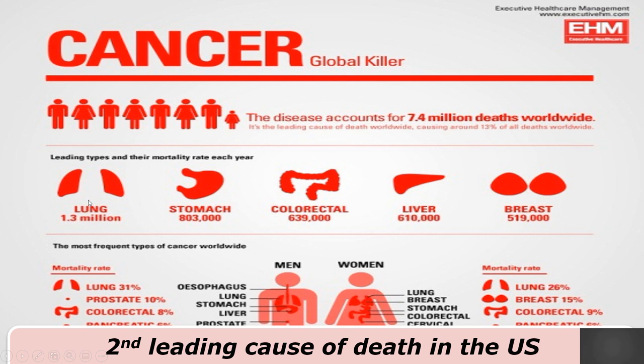And it affects many different tissue types. So lung, stomach, colorectal, liver, and breast cancer are the most common ones. And all of these are basically uncontrolled cell divisions of different types of tissues.